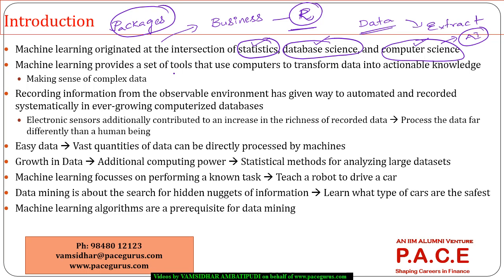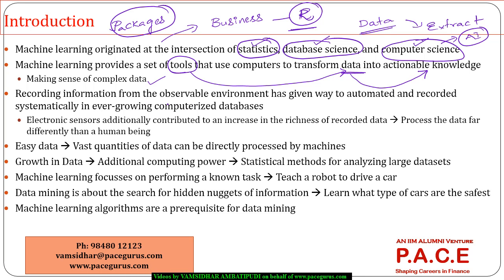So, machine learning is a big set of tools where I take the data as an input, apply these various tools and techniques on this data, and then transform this data into knowledge which I can implement on new data. So in short, machine learning is nothing but trying to make sense of complex data.